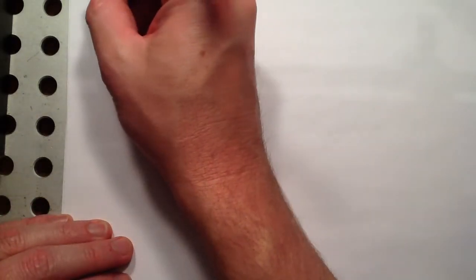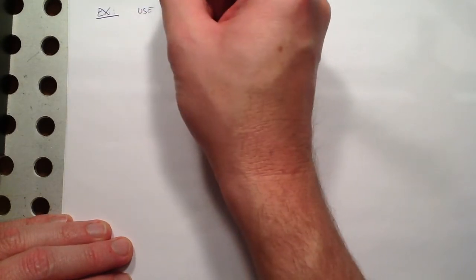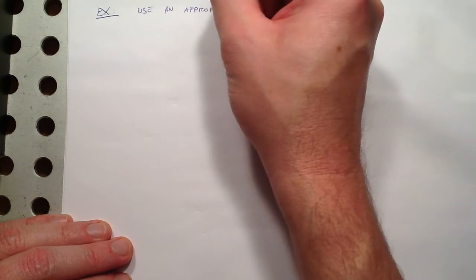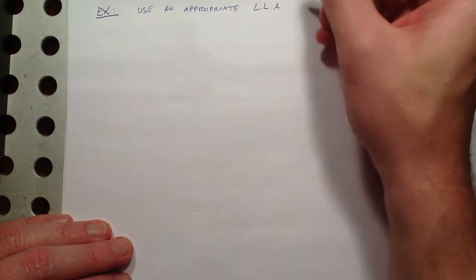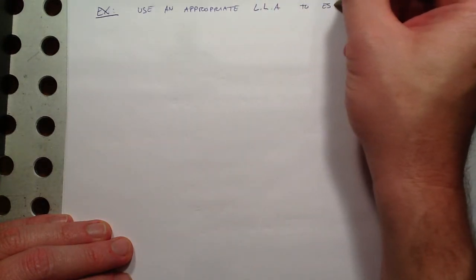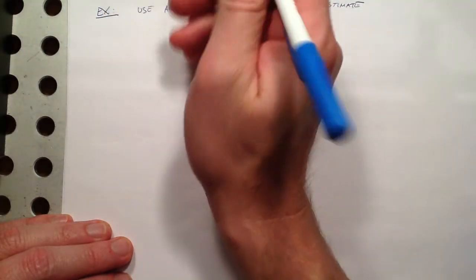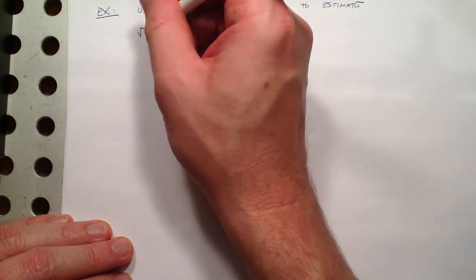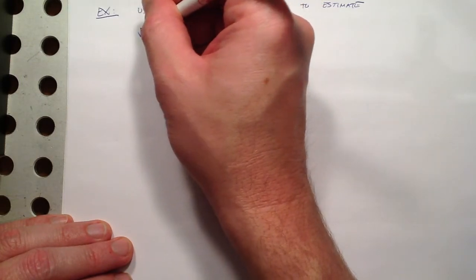One more, last problem. Use an appropriate local linear approximation to estimate. Oh, how about the square root of 37?